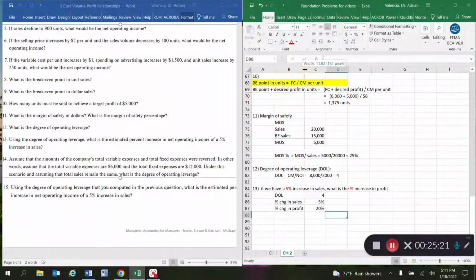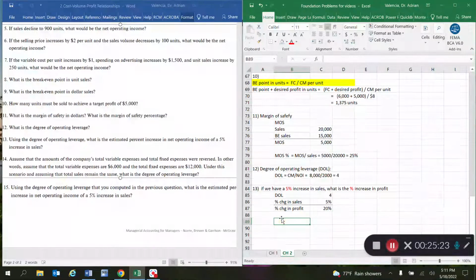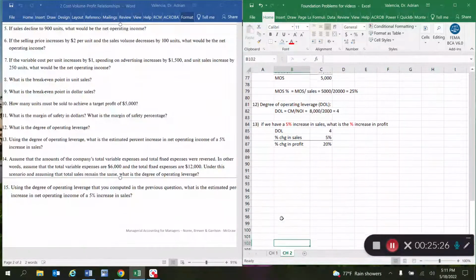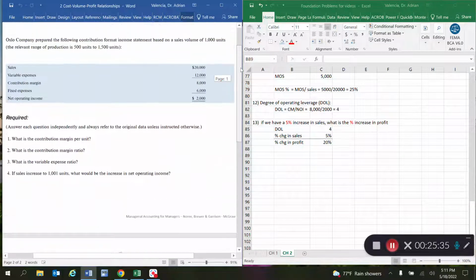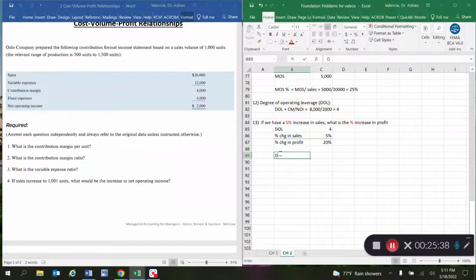But let's go ahead and go back now to this idea here. And just to show you how this works, just to do the proof, I guess we could say. Let's go ahead and put the original information. So we had sales. Then we have variable expenses, contribution margin, fixed expenses, and net operating income. So sales were $20,000. So I'm just putting in the original information. This is $12,000.